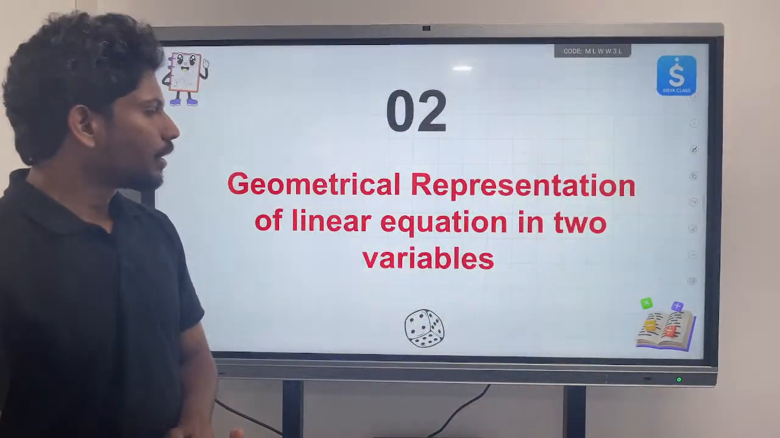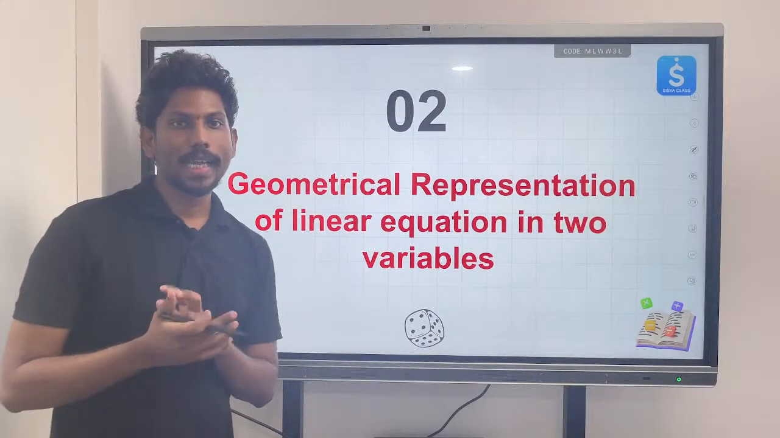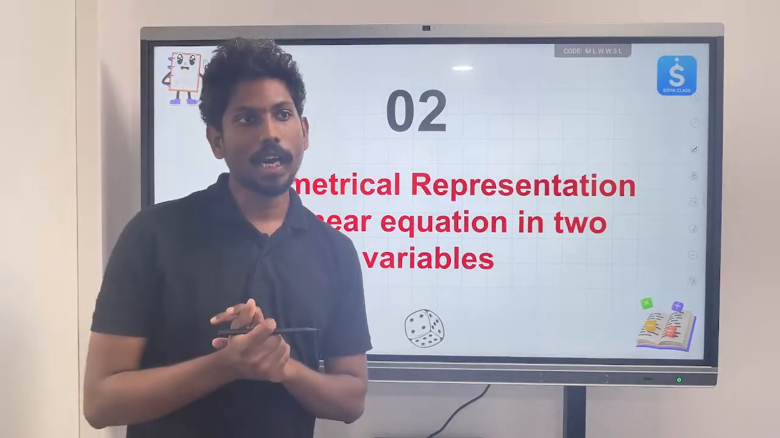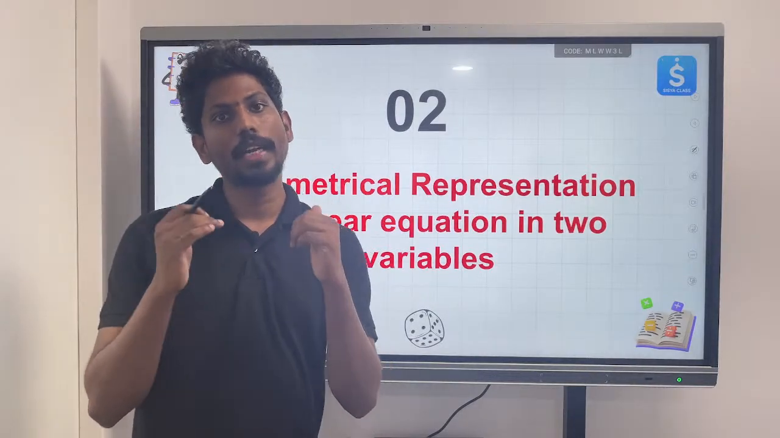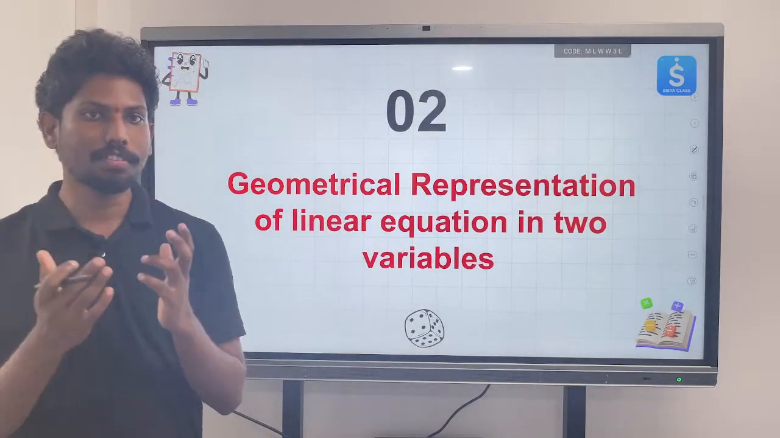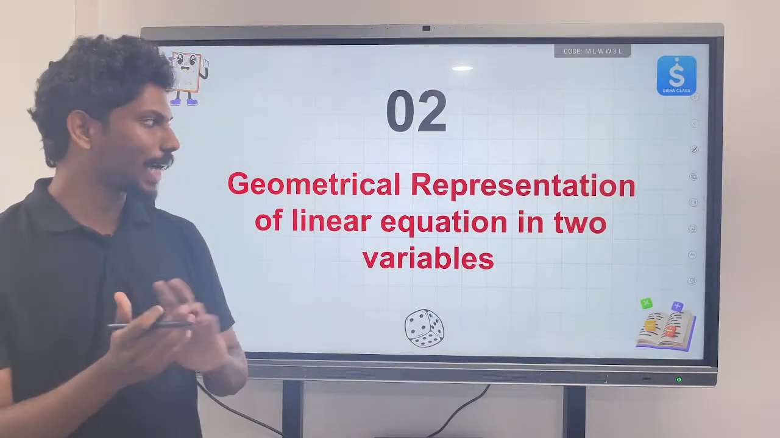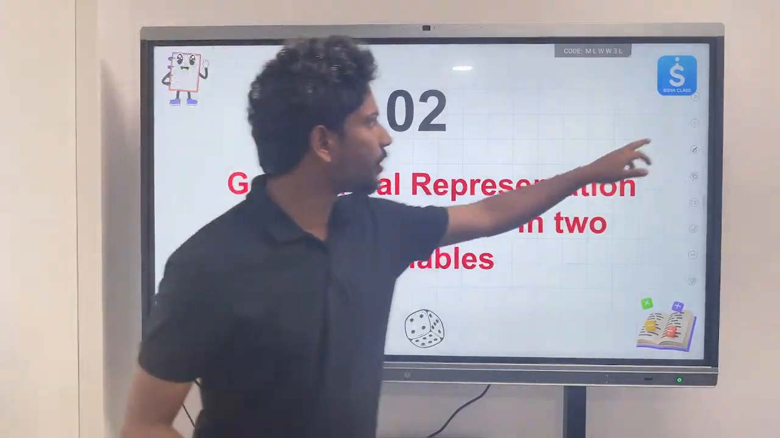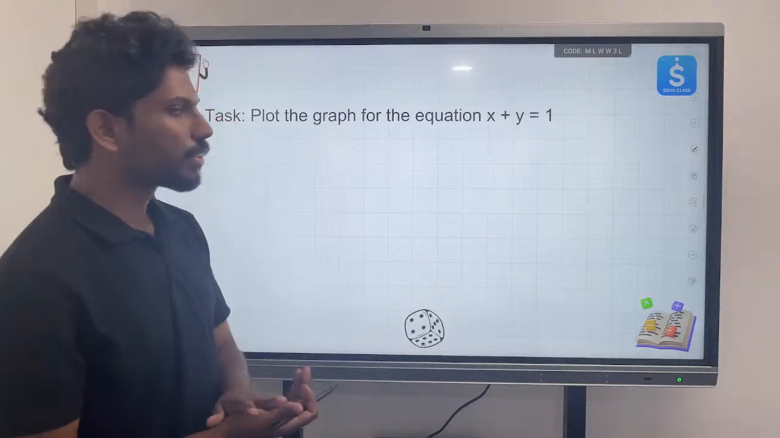Now let's try to understand how exactly this linear equation in two variable manifests. That is, if you try to draw it pictorially on a graph sheet, how does it look? So let's try to understand how the geometrical representation of this linear equation in two variable looks. Okay, let's do a small exercise.